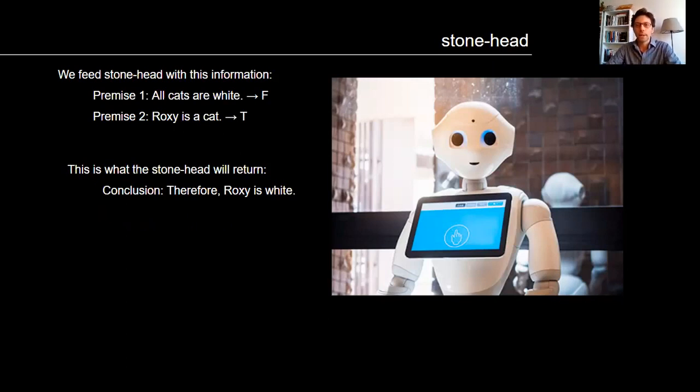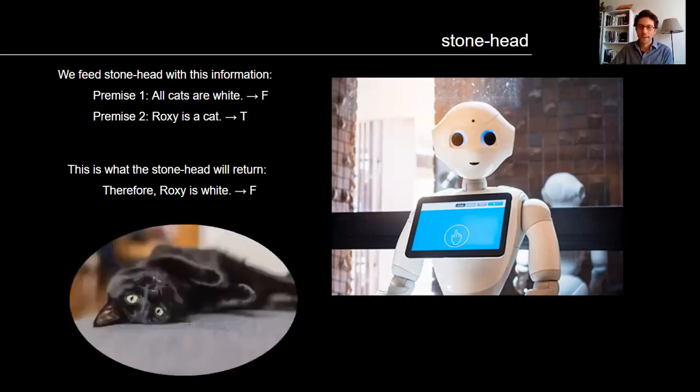We feed Stonehat with this information. Premise 1, all cats are white. This is a false premise. We feed Stonehat with a false premise on purpose to show you some results. And premise 2 is Roxy is a cat, which is a true premise. And this is what Stonehat will return to us using the valid form that we had: the conclusion is Roxy is white. And this information is false because Roxy used to be my cat when I was living in the United States. This is a picture of Roxy, and we all know that Roxy is a black cat. So the conclusion is false.